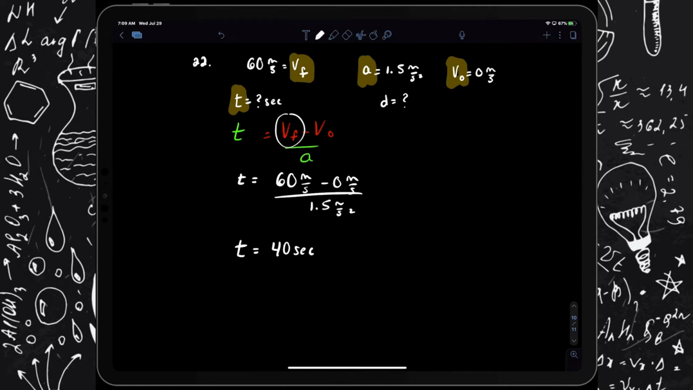For part B, I want you to fill in the rest of this. If you do that correctly, what you should end up with is a distance of 1,200 meters. What formula are you going to have to use? Well, you're going to have to look. You have VF, you have VO, you now have T, and you're trying to solve for D. Look at your formula sheet and figure out which one has those variables in it.